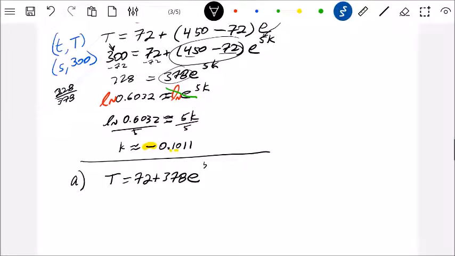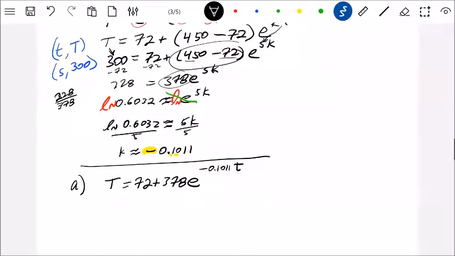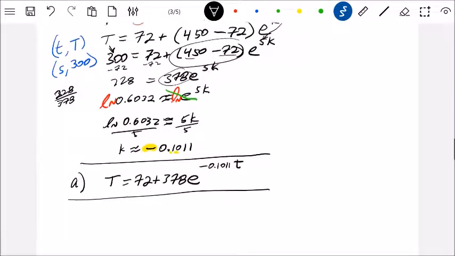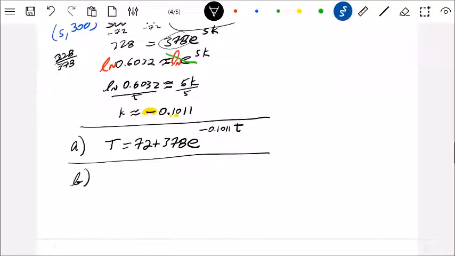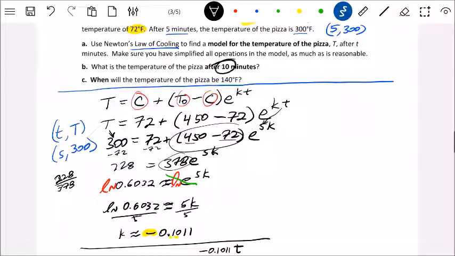And k is negative 0.1011. So now all we need is an amount of time. The first question, A, was to find the model. So A is the model. Good, done. That's the model. B now is to find the temperature after 10 minutes.